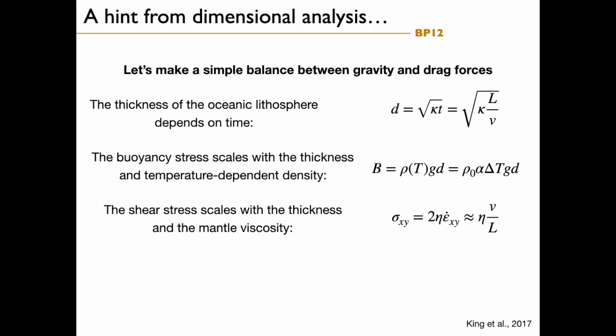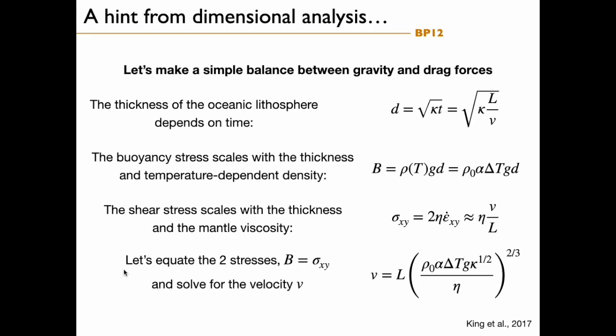The last thing to do is to compute the shear stress. The shear stress scales with the thickness over which we compute the velocity gradient, and the mantle viscosity, as we did before. So 2 times eta times shear strain rate will be eta times V divided by L. So we have all of this. Let's equate the two stresses: B is equal to sigma. We have now one unknown. We want to solve for the plate velocity. And one can express this plate velocity as L times this ratio here to the power 2/3.